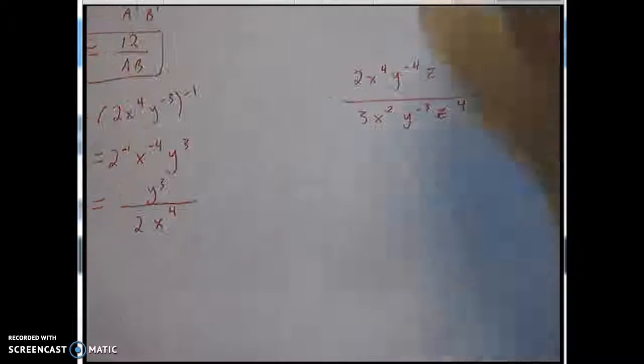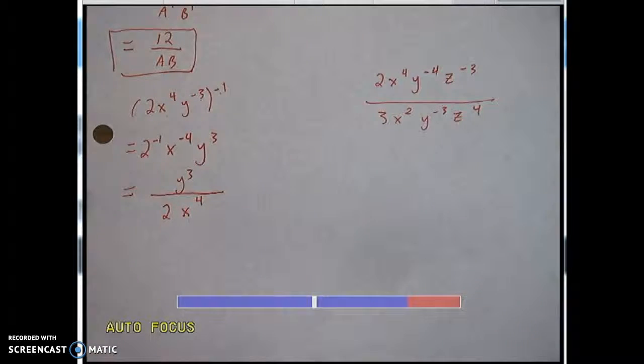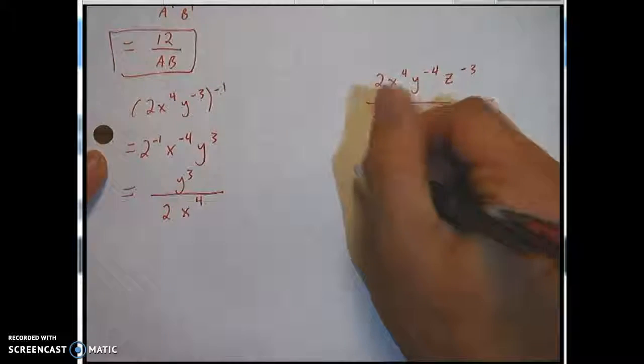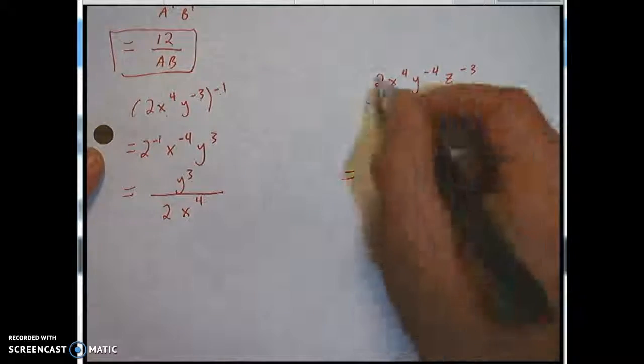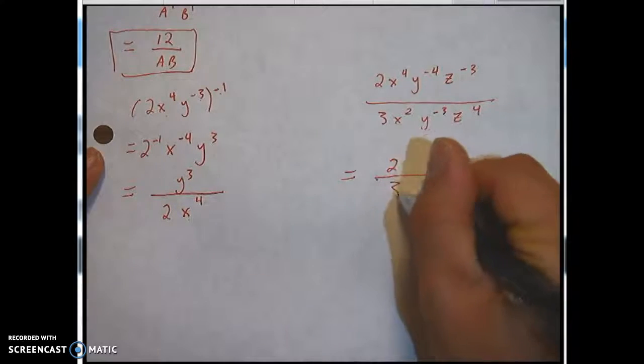Alright, last one for exponents, then we're going to get to the logarithms. Whenever you get a nasty thing like this, first off, keep the fraction. On the top of the fraction we've got a 2, on the bottom we've got a 3.